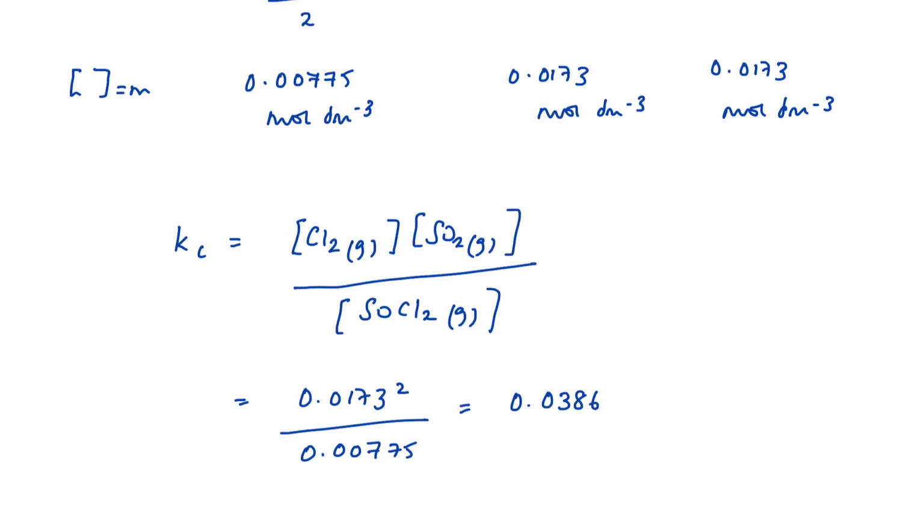and it comes out to be 0.0386. In terms of units, I've got mole per decimeter cubed, those two would cancel, so I've just got 1 mole per decimeter cubed left. So the units are straightforward. So the final answer is 0.0386 mole per decimeter cubed.